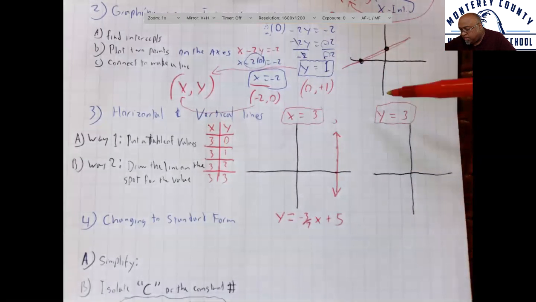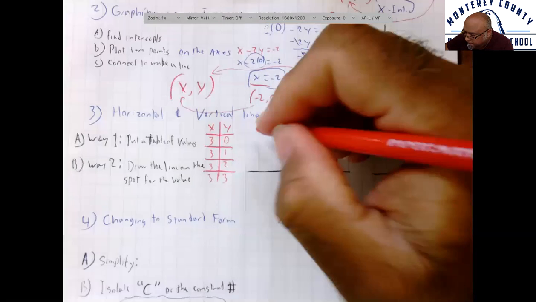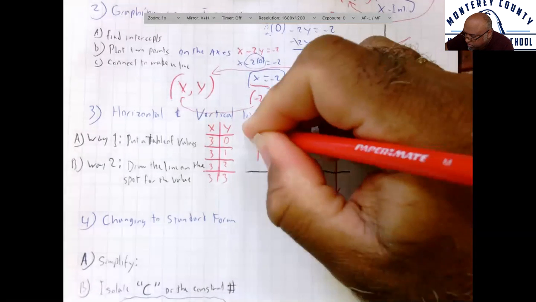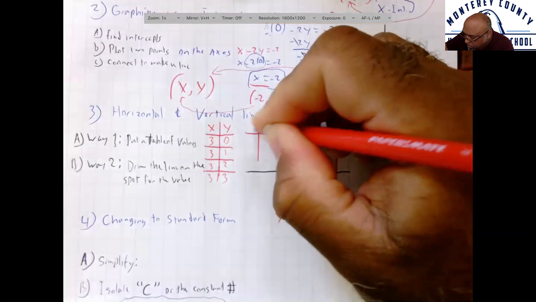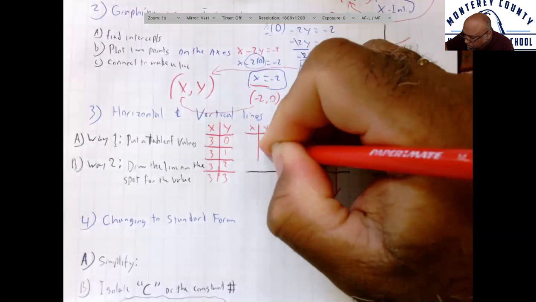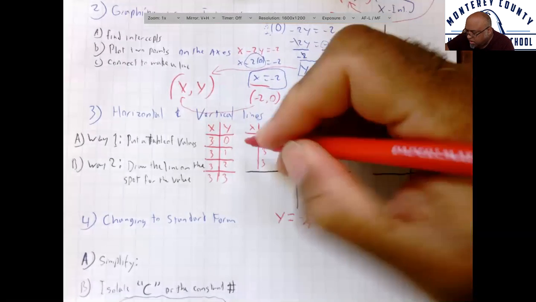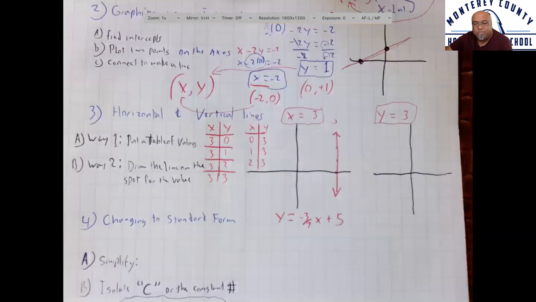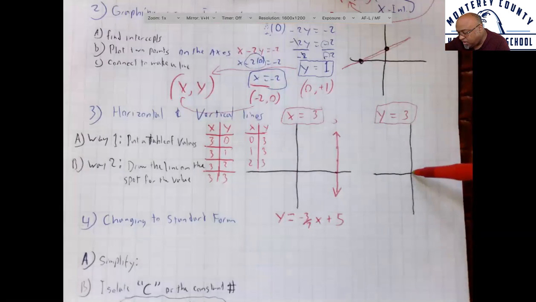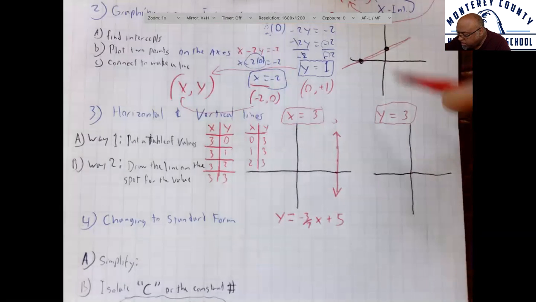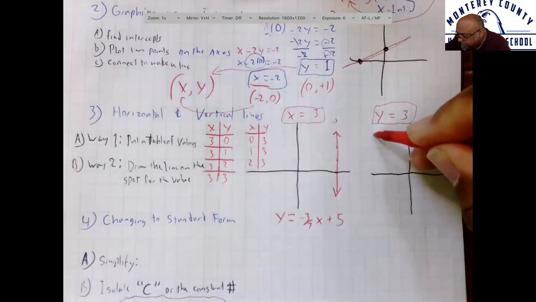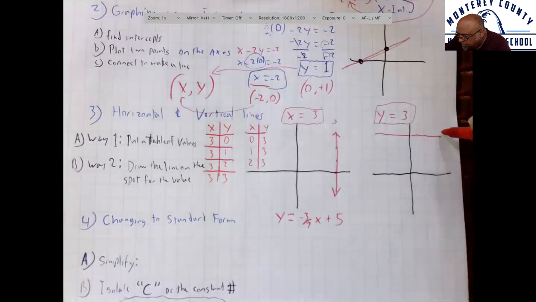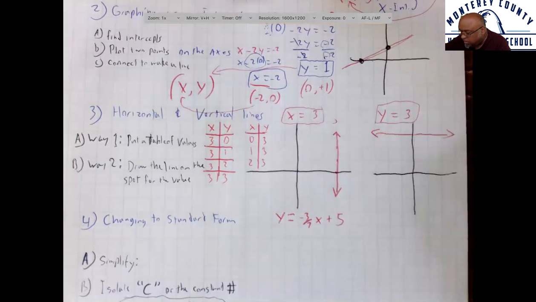Again, I could plot a table of values, and I can just come up with random values for x. But again, that's not necessary. The easier way is on your y-axis, go to 3. 1, 2, 3. Make a line. And that's how you make vertical or horizontal lines.